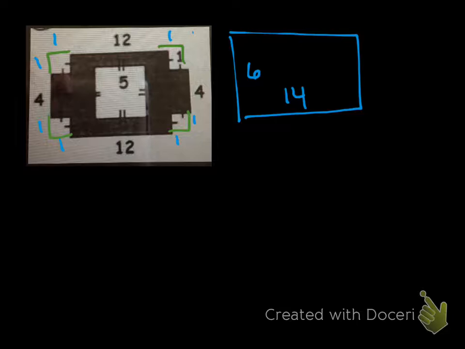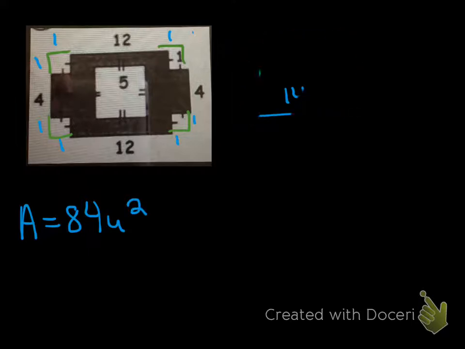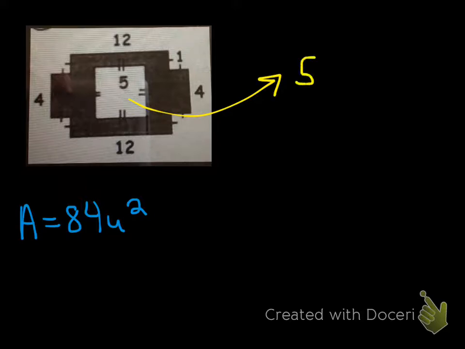Okay, so 6 times 14 is 84. So that means the area of the whole thing is 84 units squared. Okay, so now we're going to talk about what do we need to be taking off. So we know that in the middle of that thing we've got a square. So the area of the square is 5 times 5, which is 25.